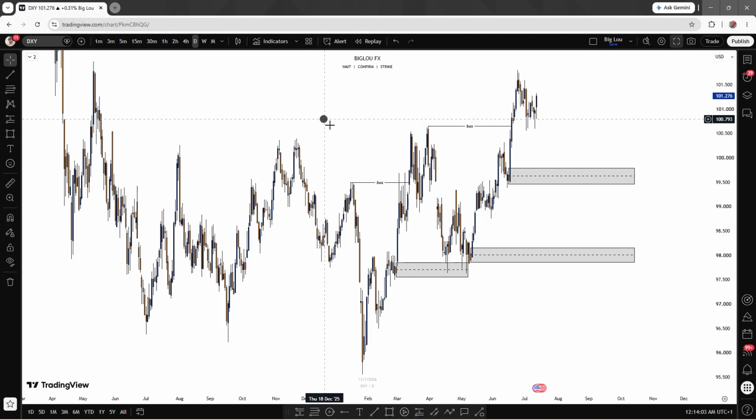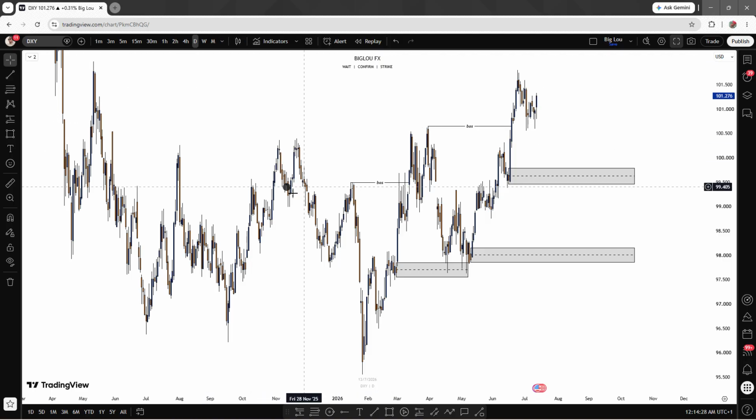Negatively correlated, not exactly 100%, but to some extent, they are negatively correlated. So if the dollar index is bullish, all the XXX USD pairs will most likely be bearish. That is how it works. EUR USD, GBP USD, NZD USD, AUD USD, all of that will most likely be bearish.